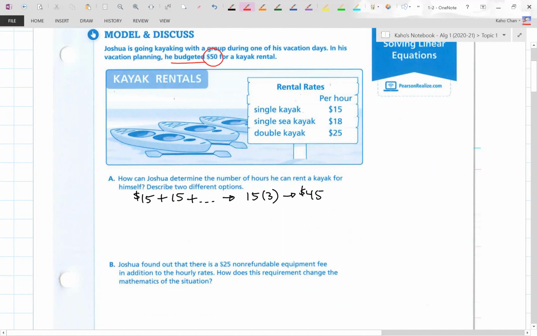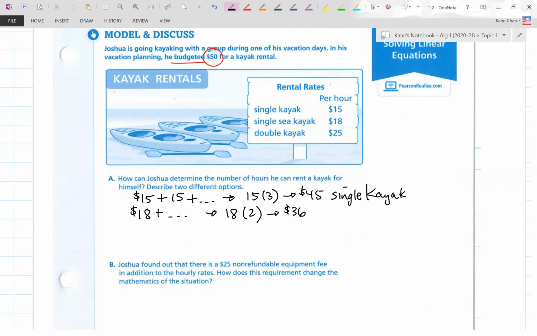That's a single kayak. I hope you're riding along with me. Now, if it was a sea kayak, let's see what our limit is there in terms of the number of hours we can rent that one out. I think 2 is the most because at $36, 2 times 18, we don't have enough for another hour of single sea kayak.